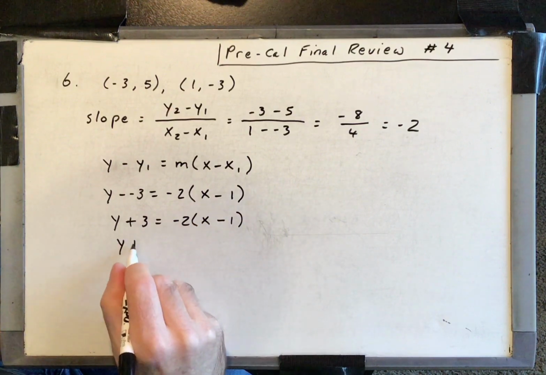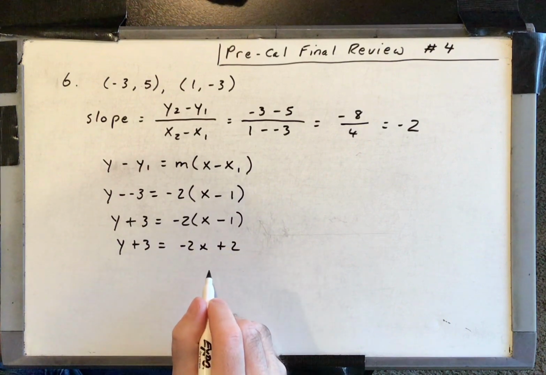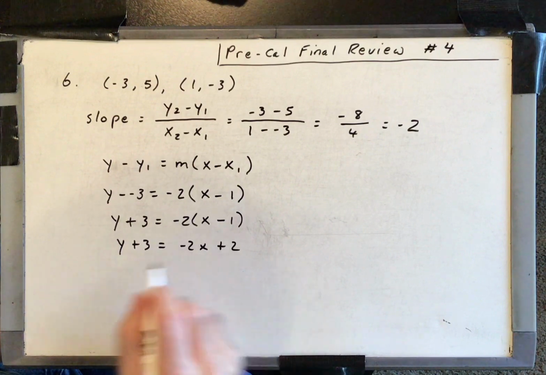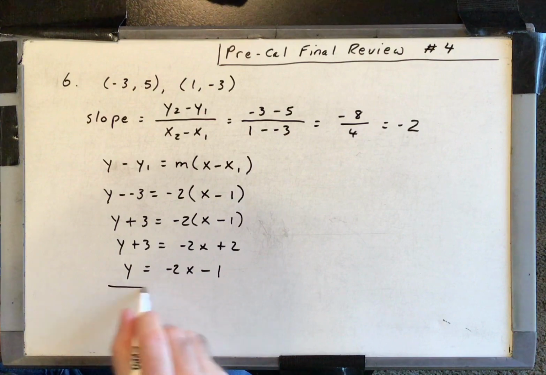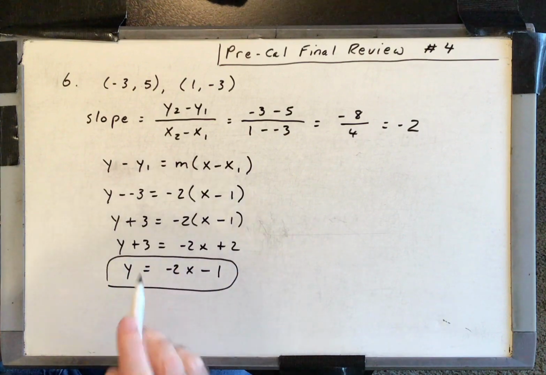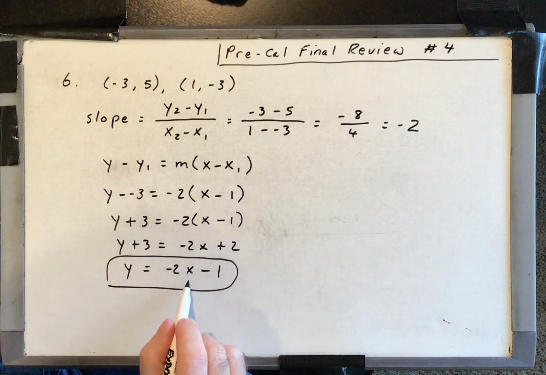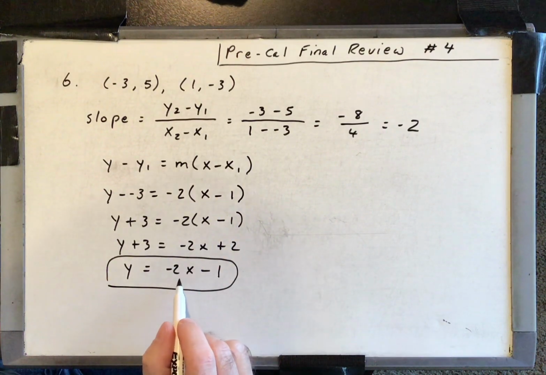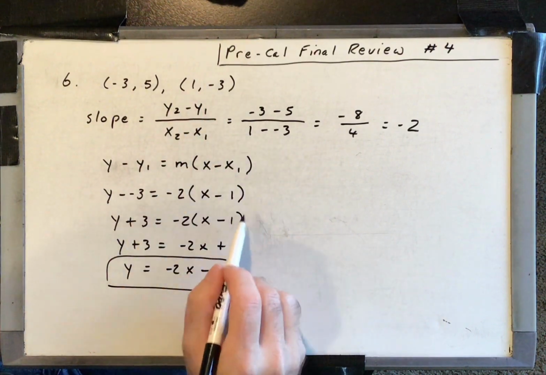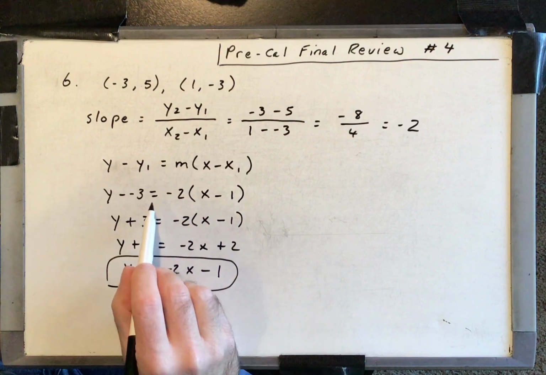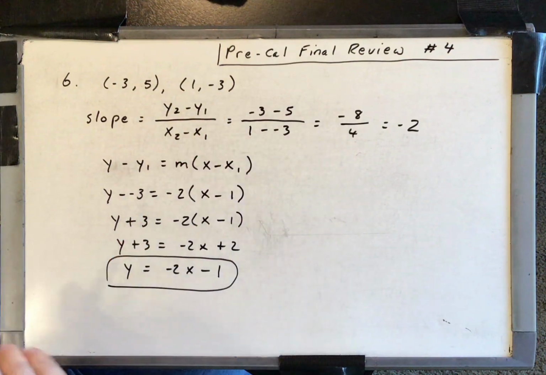All right, so we'd have y plus 3 is equal to negative 2x plus 2. And then if we subtract 3 from both sides, y is equal to negative 2x minus 1. If you put in -3 and 5, you would end up with the same final answer, -2x minus 1. So I apologize for switching the -3 and the 1. That's something you want to be careful of on the test. Make sure that you put the x value here and the y value here.